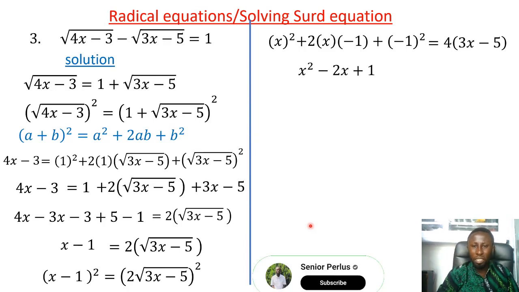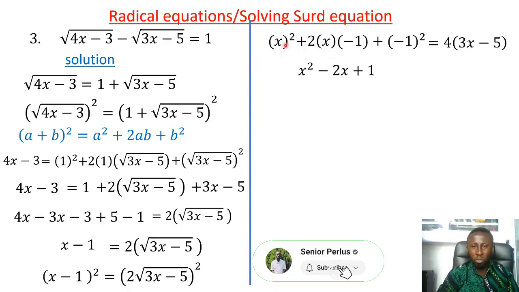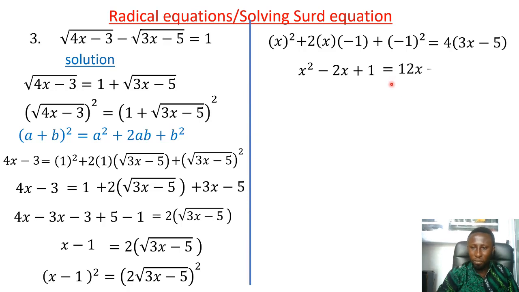Now, if we simplify this, so s squared is s, 2 times s times minus 1 equals what? Negative 2s plus 1. Then that's what you get. Okay, so let's simplify further. Good.